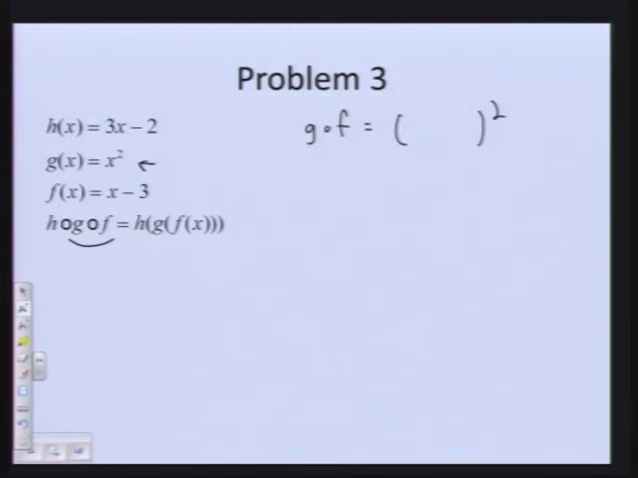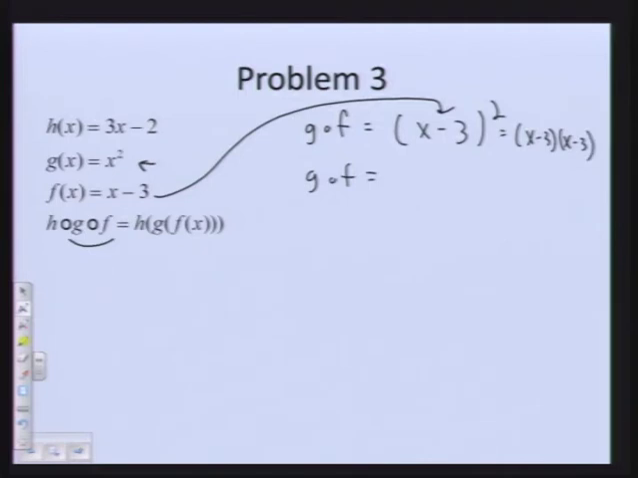Now, f is x minus 3. So here again, we substitute the f function into the g function. Now, we don't have any domain restrictions here. So we get g circle f. Now, make sure that you do x minus 3 times x minus 3. You're going to have a middle term here. You get x squared minus 6x plus 9.